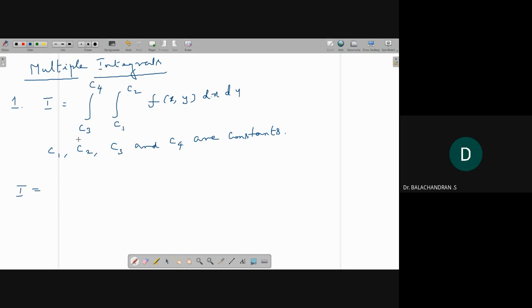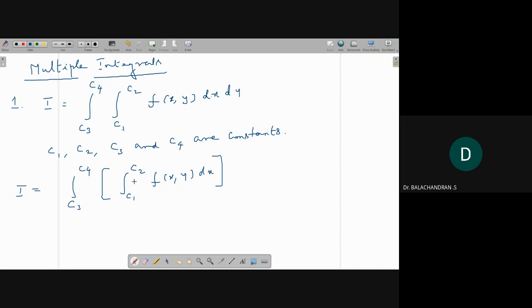The reason is all the limits are constants. So that's why you can write I is equal to integral c3 to c4. First, here I am integrating with respect to x, as a single integral. After integrating with respect to x the function f of x comma y, you are integrating with respect to x, which means you should keep y constant. And then you need to integrate with respect to x and substitute the limits for x.